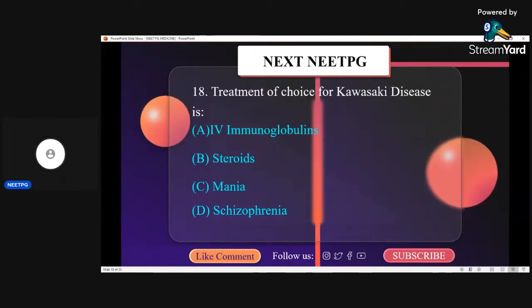Kawasaki disease, IV immunoglobulin. The treatment of choice in Kawasaki disease is intravenous immunoglobulin.